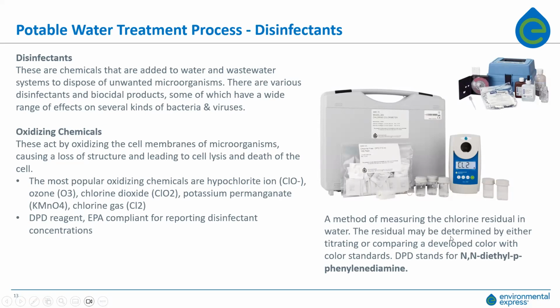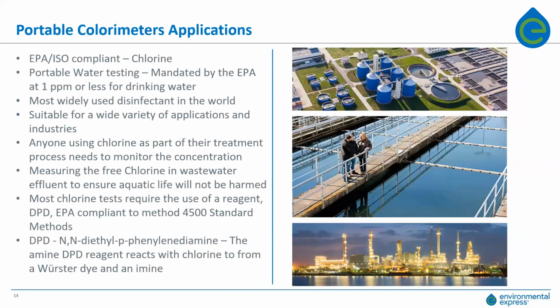This residual may be determined by using either the titration method or the colorimetric method we just mentioned. And DPD stands for N,N-diethyl paraphenylene diamine. Some of the applications for chlorine colorimeters, and these are EPA as well as ISO compliant: potable water testing, mandated by the EPA at 1 ppm or less for drinking water.